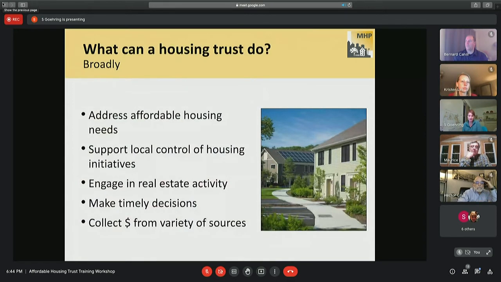Very broadly, your trust can address local affordable housing needs. You can support local control of housing initiatives. You're able to engage in the real estate market, buying and selling property if that makes sense for your group. You can make timely decisions because once funds are in your account, you don't have to go to town meeting. You can make decisions on how to use your funds. And as a municipal entity, you can be collecting funds from a variety of sources, which we'll get into, the sources that communities are relying on in Massachusetts.